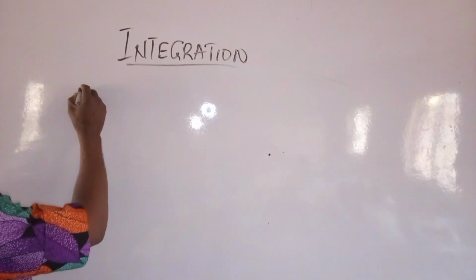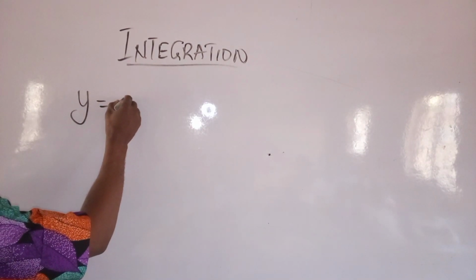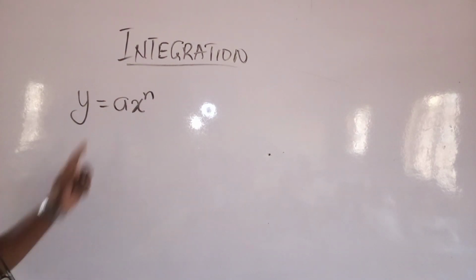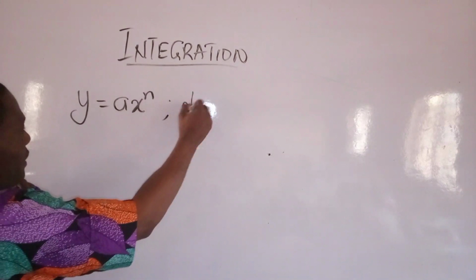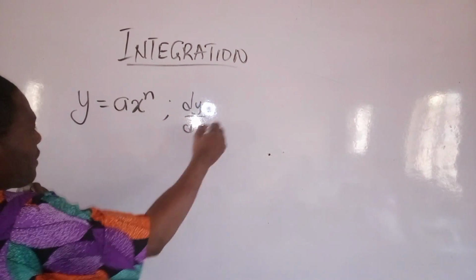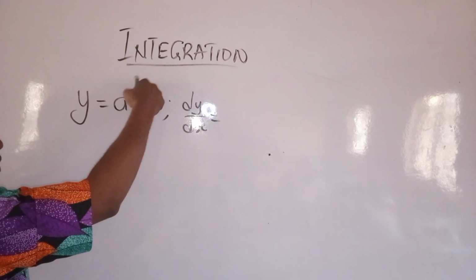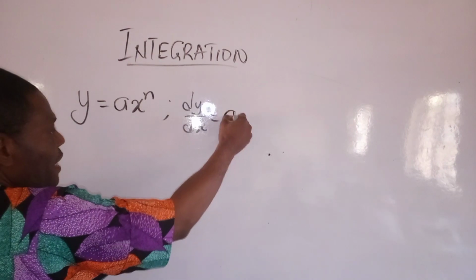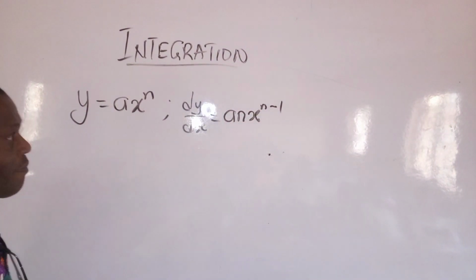In integration, if I have a value y equals ax^n, then differentiating this, I will have dy/dx equals the power, the index, multiplied with the coefficient, the differential coefficient. I'm going to have x^(n-1).